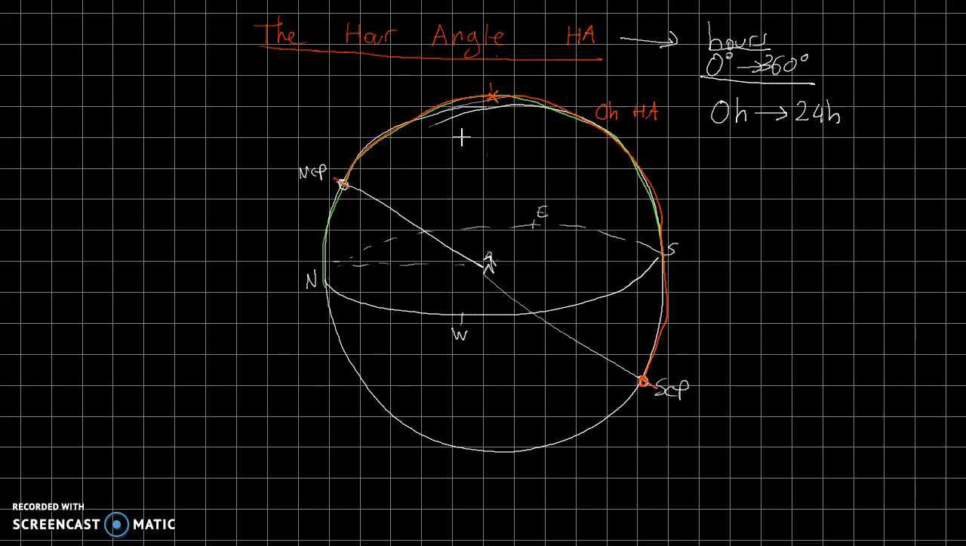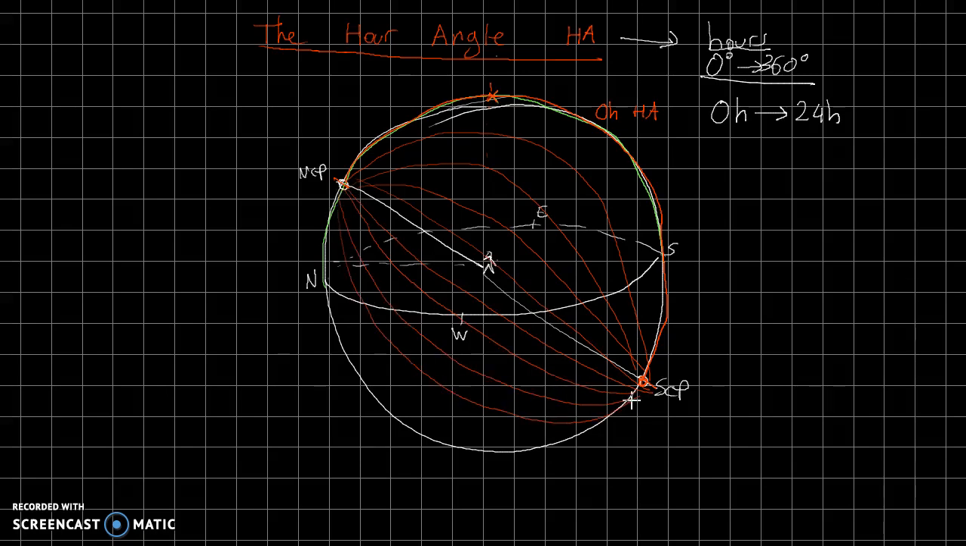Now, if we imagine 24 circles or semicircles that run parallel to this line, so therefore they will all run from NCP to SCP, just like the meridians do on Earth, all of these meridians would separate the grid into 24 quadrants, and each one of them would be separated by 1 hour. So these are the hour angles.